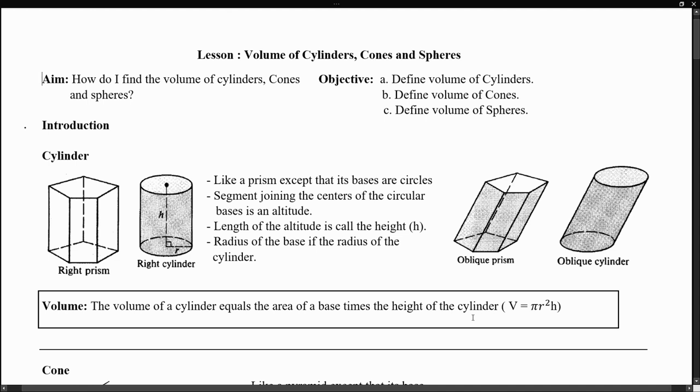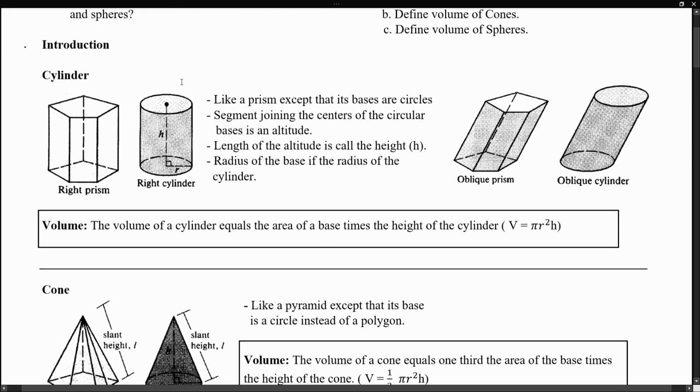In this lesson, we will talk about the volume of cylinders, cones, and spheres. So let's get started. Let's start by looking at a cylinder. So let's define a cylinder. A cylinder is a very specific prism.